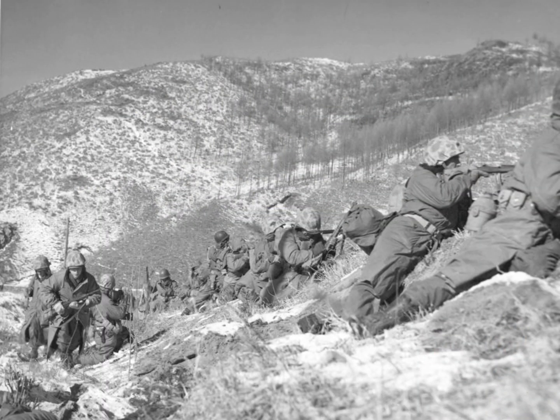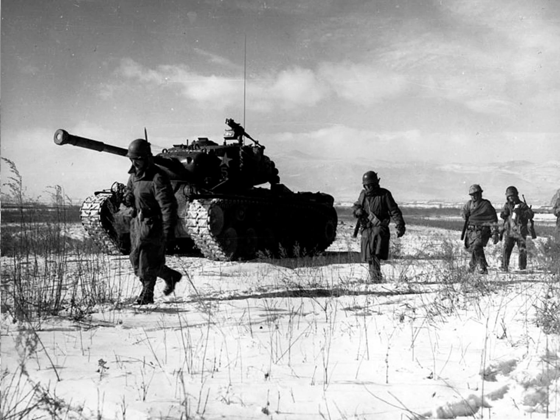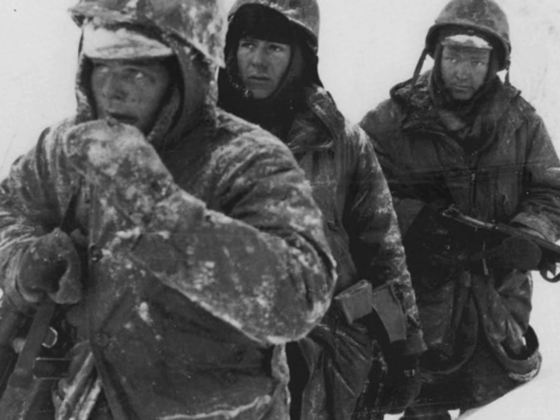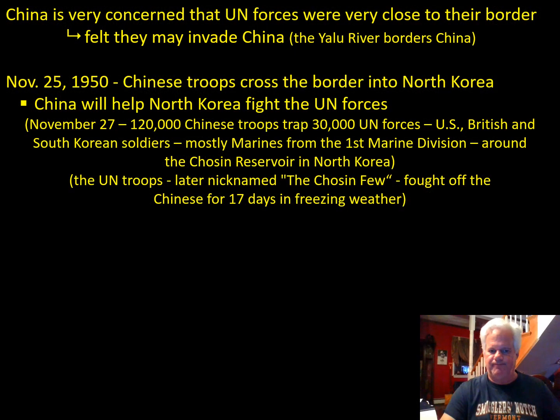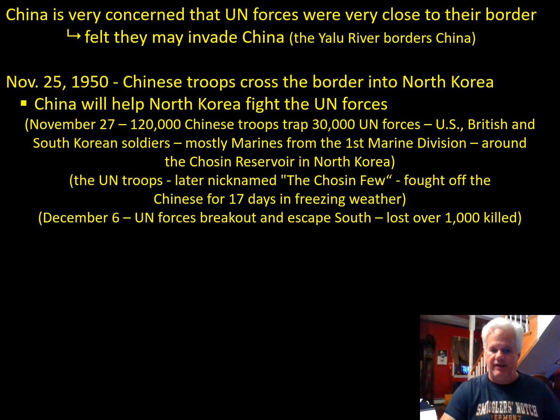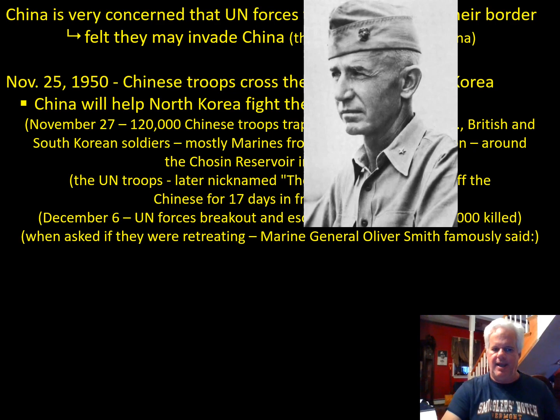Now here we see some of the soldiers fighting on the hillside. Even looking at the pictures, it looks cold. Very cold. These men are trying to warm their meal up. But they held out against the North Koreans and the Chinese. Finally, on December 6th, the UN forces break out and escape south. They had unfortunately lost over 1,000 killed.